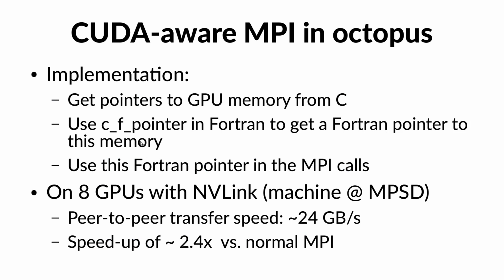Now some words about implementation. We get pointers to GPU memory from C, and then actually use C_F_POINTER in Fortran to get the Fortran pointer that we then pass to MPI, and this works very nicely. Just to give you an example of what this brings in terms of speed, on 8 GPUs with NVLink on this machine at the MPSD, we get a peer-to-peer transfer speed of 24 gigabytes per second, which is very nice. PCI Express is only around 12 or 13. And the speedup is roughly 2.4 versus using just normal MPI.